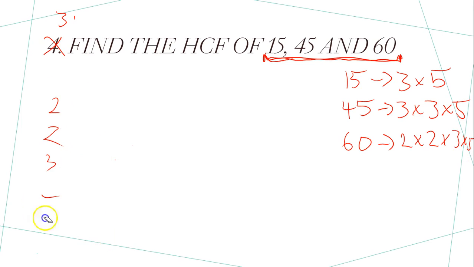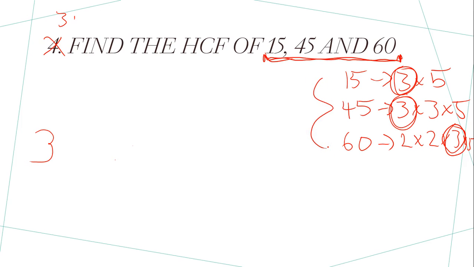And so now we can find what numbers are common. So we can see 3 is common here. 3 is also here. Well, 3 is also here. So 3 is a very common number. We can say 3 is common in all of these 3 numbers. And what else? In 15, there's 5. Well, is 5 common here? Yes, it is. Is 5 common here? 5 is also common. 3, 5.